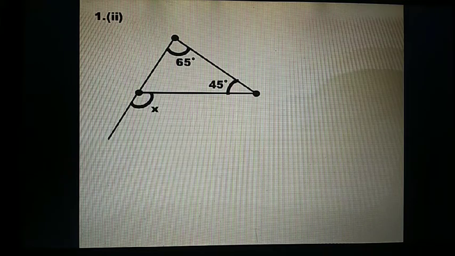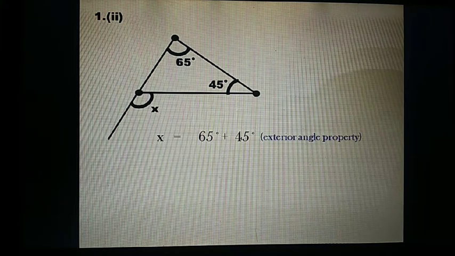Next, again, x is an exterior angle and the interior opposite angles are given to you. Using the exterior angle property, x is equal to 65 degree plus 45 degree, mentioning the property next to it in the bracket. Solving the right hand side, you will get the value of x as 110 degree.